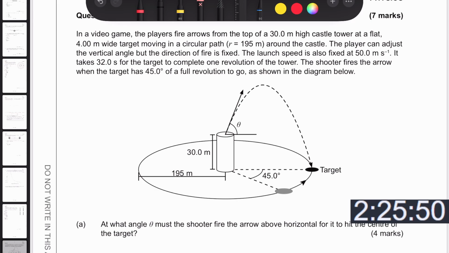Launch speed is fixed at 50 meters per second. It takes 32 seconds for the target to complete one full revolution of the tower.